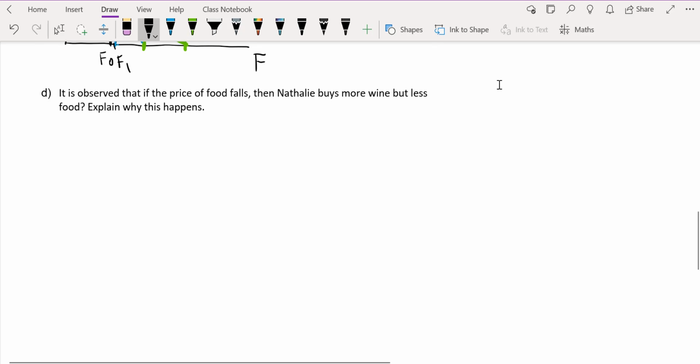It is observed that if the price of food falls, Nathalie, Mark's friend, buys more wine, but less food. Interesting.